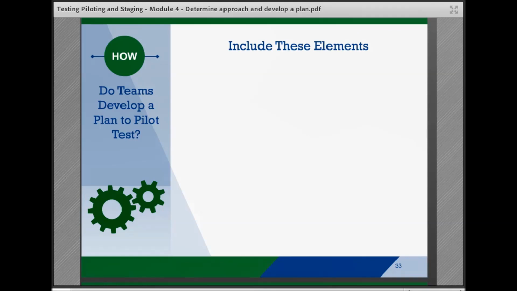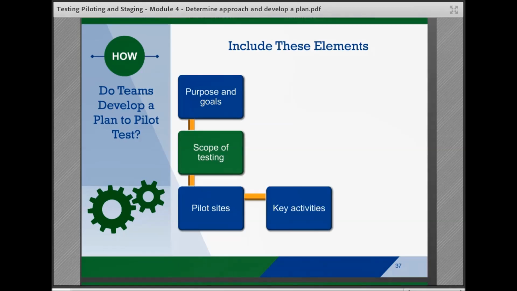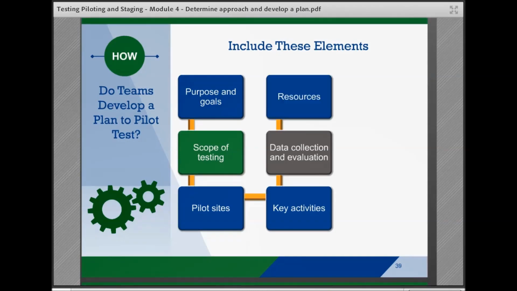It should include the following elements: the purpose and goals of the pilot test, the scope of the intervention to be tested, information regarding the pilot sites, including selection criteria and the selection process, key activities during the pilot testing period, the data that will be collected, and the evaluation of the measures and processes, as well as costs where appropriate, available and needed resources and capacity building supports.